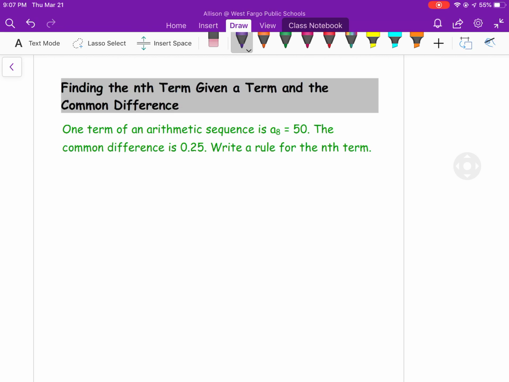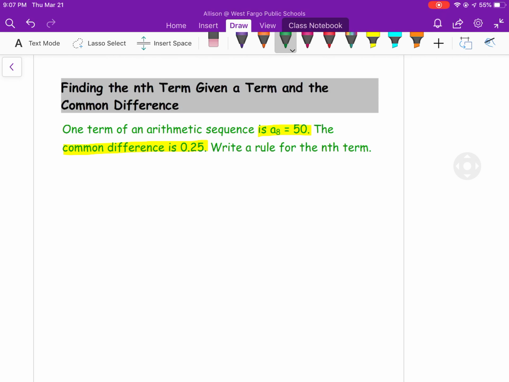Finding the nth term given a term and the common difference. So in this example, one term of the arithmetic sequence, a sub 8, is 50. So the 8th term is 50, and the common difference is a fourth, 0.25. Write a rule for the nth term.